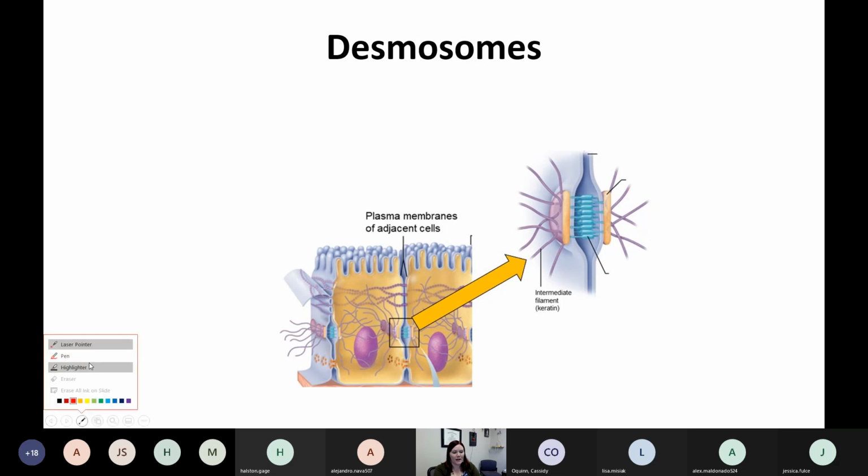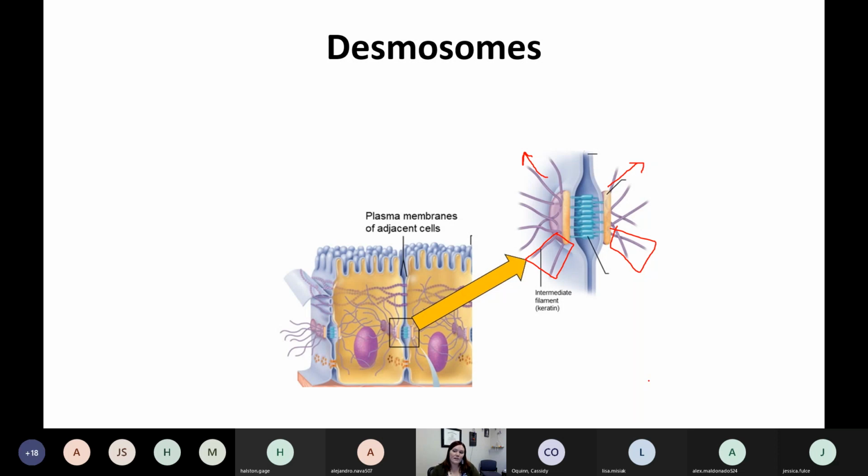That way, let me get my pen here. That way, if this cell starts getting pulled this direction, the neighboring cell says, oh, I got you. You're attached with these keratin proteins down here. Or if this cell starts getting pulled this direction, I've got a bunch of keratin proteins over here that are attaching it. Desmosomes are really good at giving me a strong attachment point no matter what direction I'm being pulled.